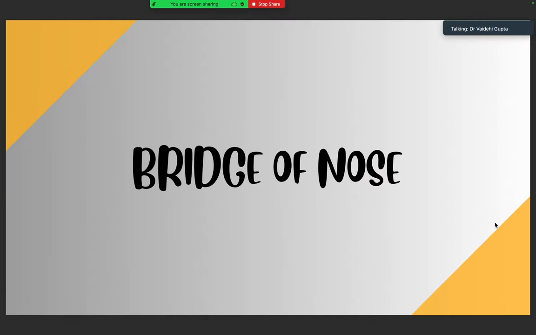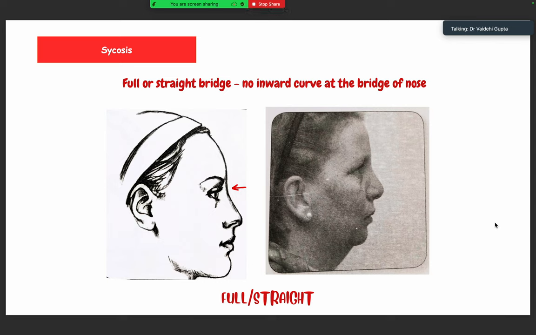Bridge of nose. In Psora, nothing is written about the bridge of nose, but there are two expressions about psychosis and syphilis. In psychosis, it is full. Full is also a feature of psychosis, like full lips, full nose bridge, full smile. So full or straight bridge. Here also straight is indicated: straight hairline, straight forehead, straight bridge of nose. So in a full or straight bridge, there is no inward curve at the bridge of the nose. It is a straight continuous line, while in syphilis, there would be an inward curve at the bridge of the nose. It is called full or straight nose bridge, which is considered as psychosis.